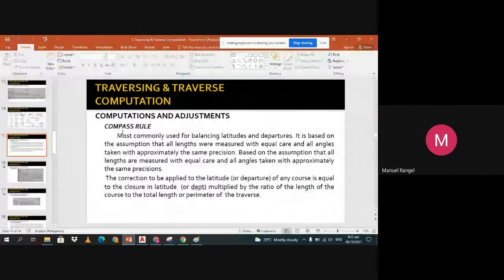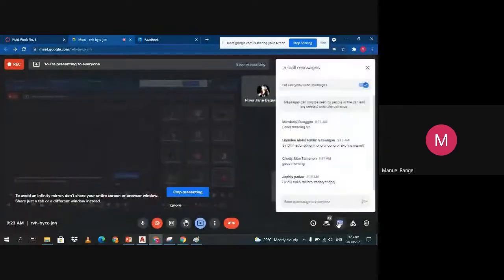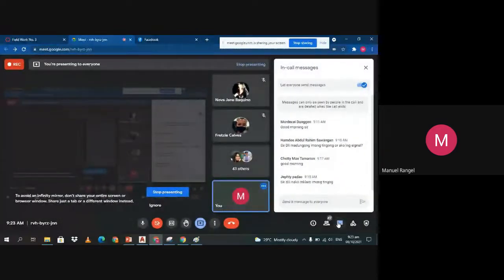So in getting the LEC, we now have to adjust the traverse. So in adjusting the traverse, there are rules to follow. Tanan ba dili nyo maklaro akong tingog? Okay na, sir. Klaro man, sir. Okay na, sir.